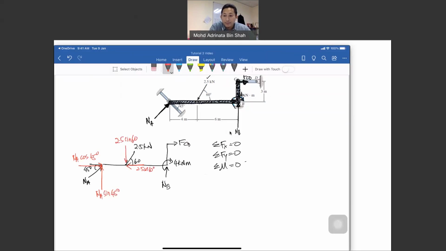Okay. First, free body diagram. Second, external load and support reactions. Third one, break it into X and Y direction. And fourth one, you need to solve your equation of equilibrium.